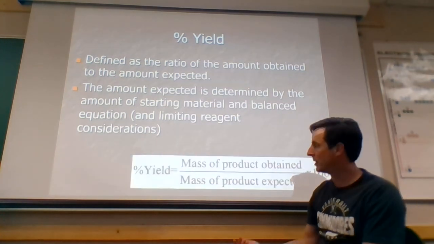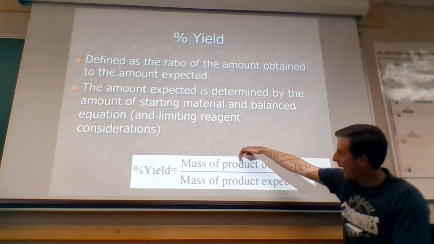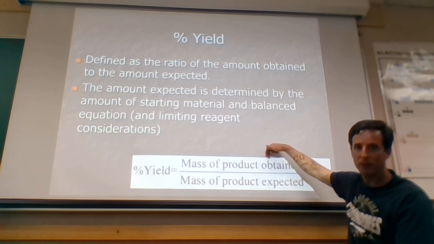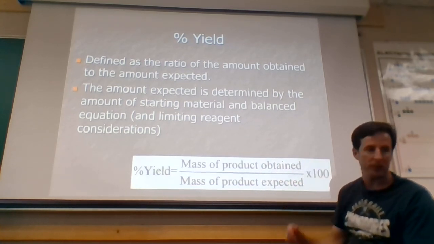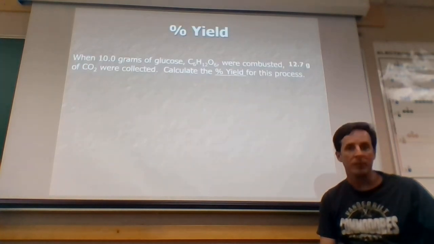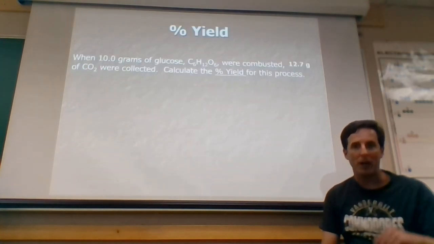And here's our equation, percent yield. The top is what we call the actual yield. The bottom is what we call the theoretical yield, and then times 100. So I'm going to have to cut it off. We'll do this problem on the next video.